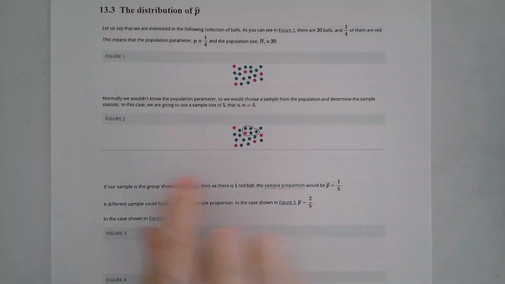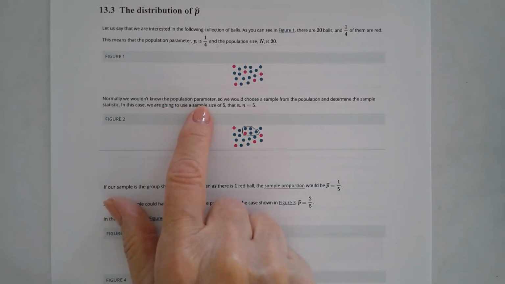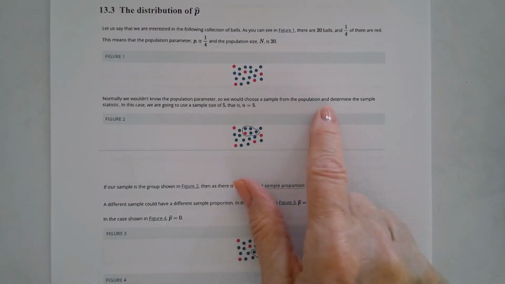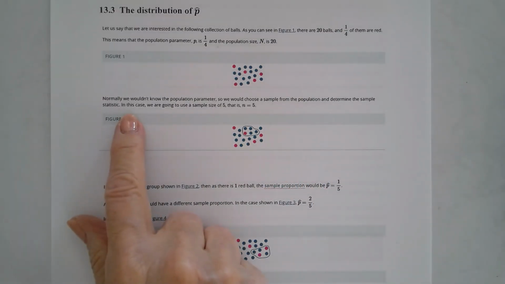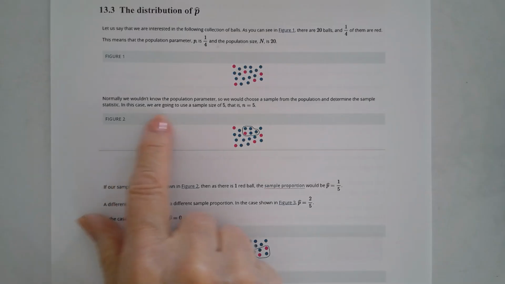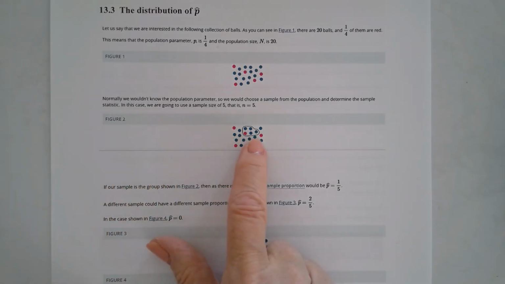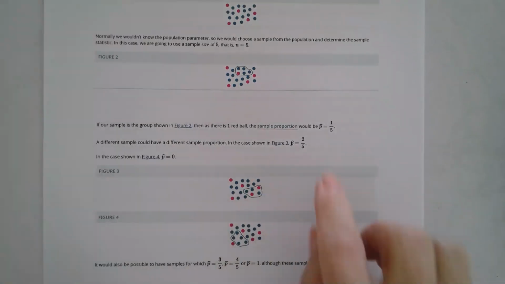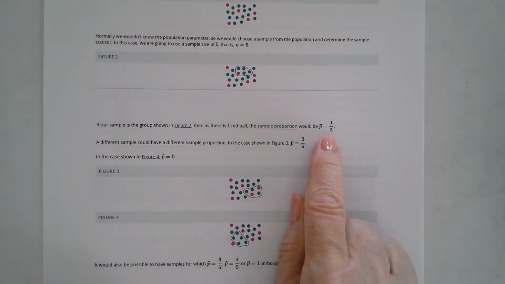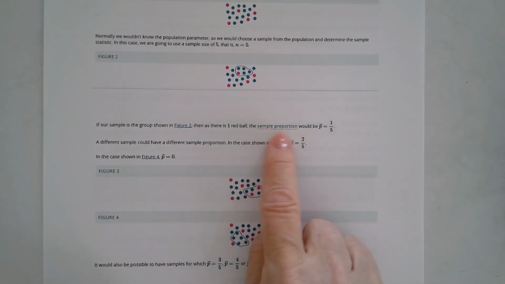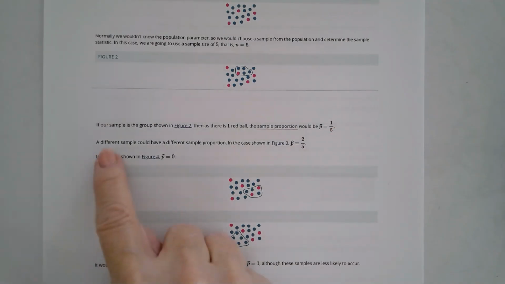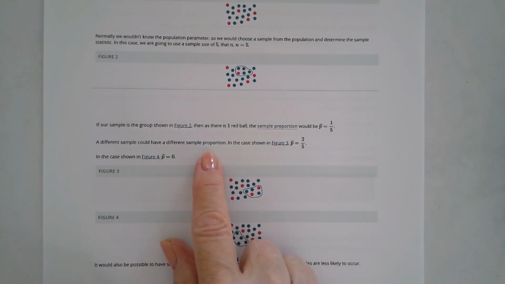Then in figure 2 it says, normally we wouldn't know the population parameter, so instead we'd choose a sample from the population and determine the sample statistic. In this case, we're going to use a sample size of 5. So little n is 5, and in our sample it turns out that there's 1 out of 5. So we call p hat the sample proportion, 1/5.